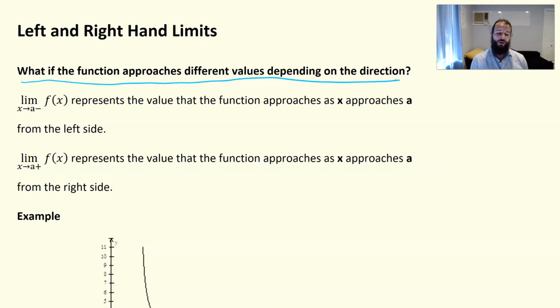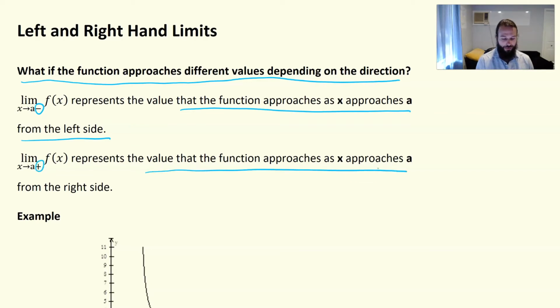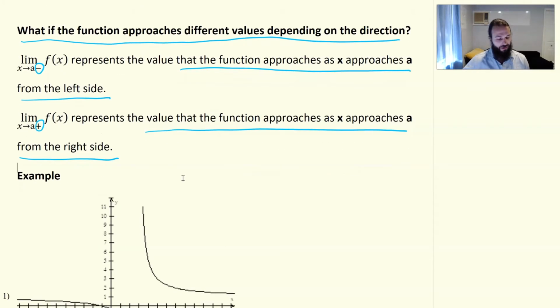Well, then we can define what are called left and right-hand limits. The left-hand limit is the value that the function approaches as x approaches a from the left side, and we denote it using a negative after the a, after the number. Similarly, a positive represents the value that the function approaches as x approaches a from the right side. So let's take a look at a graphical example.